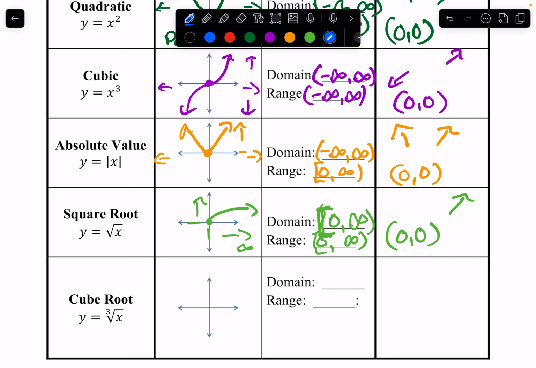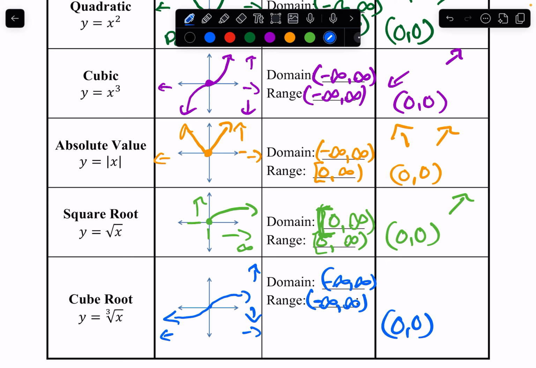Okay, last one is the cube root. y equals the cube root of x. And that one looks something like this. Again, if we look at the domain, it keeps going to the left and the right, so it is negative infinity to infinity. Range goes up and down, so negative infinity to infinity. And our 0 is 0, 0. Again, it goes through that origin. Our end behavior is down on the left and up on the right.